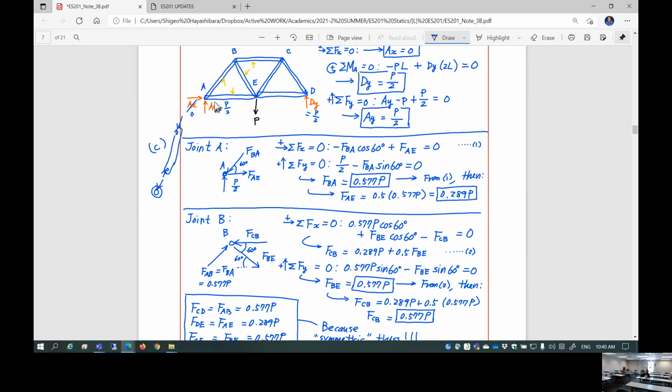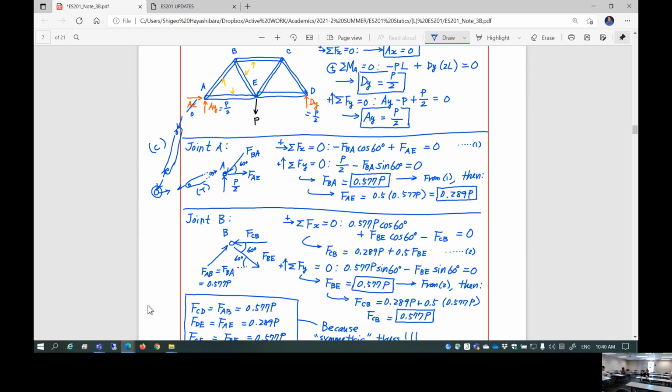A is tensile, right? A is tensile. In other words, AE is going to be like this. If you disassemble, it's going to be like this. So it's tensile. So FA is tensile, FB is compressive. Is that correct?